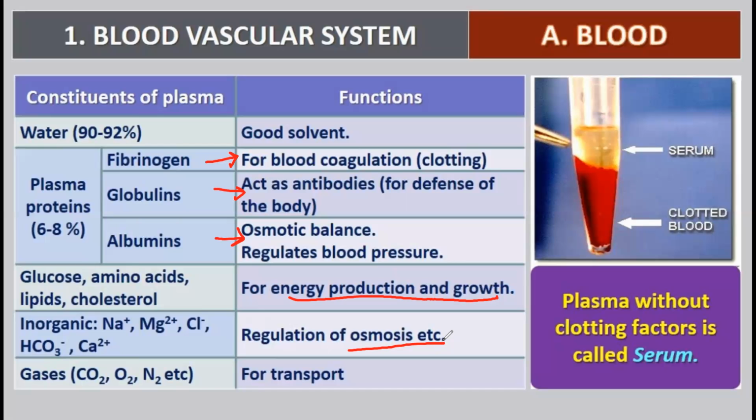Now, if we remove the clotting factor like fibrinogen from the plasma and the other factors that are responsible for clotting, the remaining part of plasma is known as serum. So here you can see blood, clotted blood, and the fluid that remains apart from the clotting factor, that is known as serum.